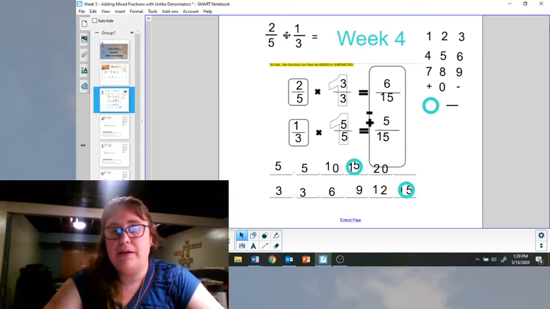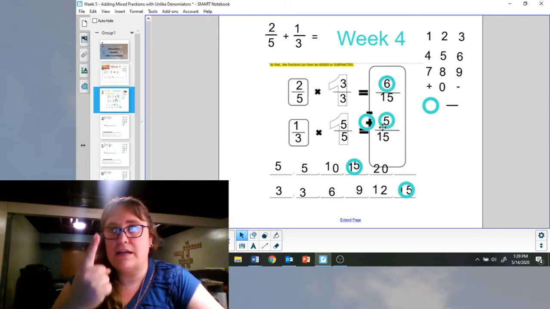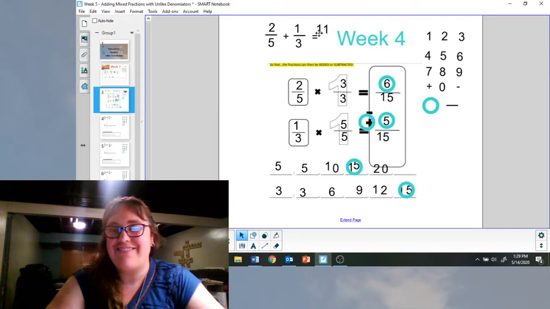I'm going to look back up here and remember that I'm still adding. And I'm adding just my numerators, my top numbers. So 6 plus 5: 6, 7, 8, 9, 10, 11. So my answer is 11 over, you got it, good job, 15. Bottom number stays the same.